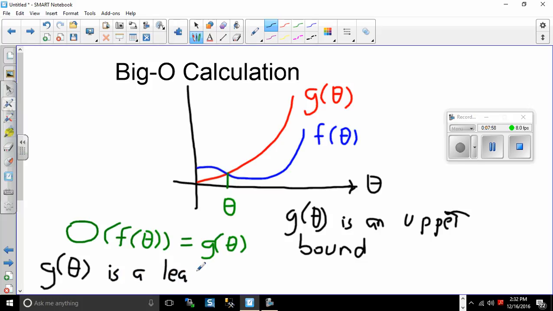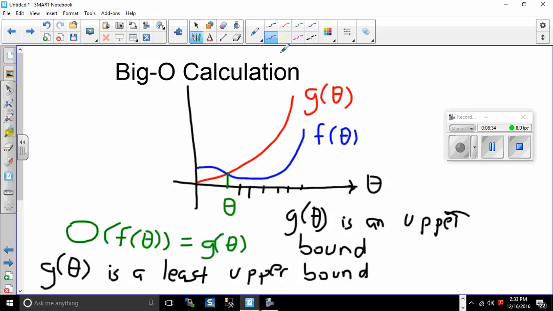Even though there are many possible functions that could be bigger than f of theta on this particular range, right here, g of theta is the one for which there are no other functions which will lie below it. If you pick another function that lies below g of theta, it will also lie below f of theta. So there are no other possible functions that could lie below g of theta.